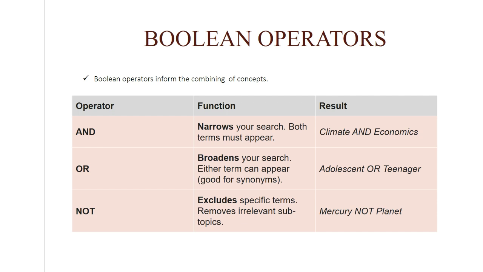The operator OR broadens our search in two ways. We can put, for example, adolescent OR teenager. These are two words that may mean the same thing. Or, using the example above, I want results that have either climate or economics. I'm taking any, so I can type climate OR economics. So that's two ways that the operator OR works.